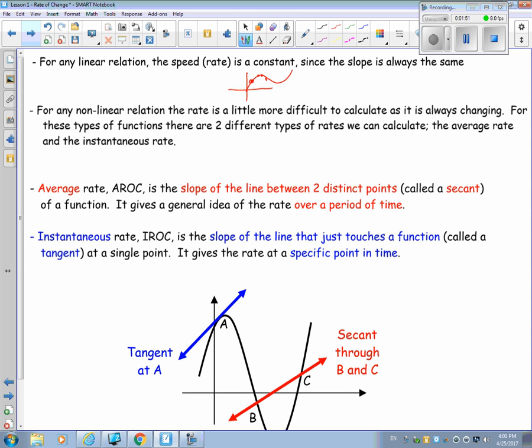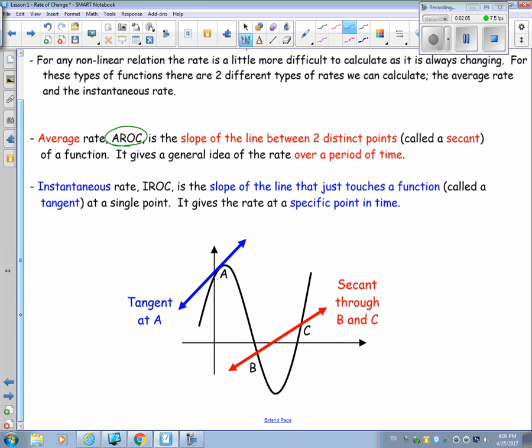Well, from Higher Functions last year, we learned there are two different types of rates. There's an average rate. So the average rate, or as you probably heard it, AROC, is the slope of the line between two distinct points. So on this graph down here, we've got point B, we've got point C. Over time, the graph went up from B to C, but things happened in between there. And it had this huge drop before it went back up. But if we smooth things out by taking an average, we kind of ignore that drop.